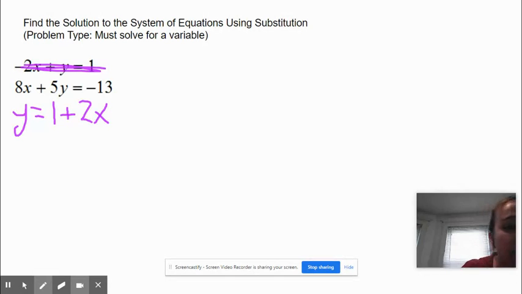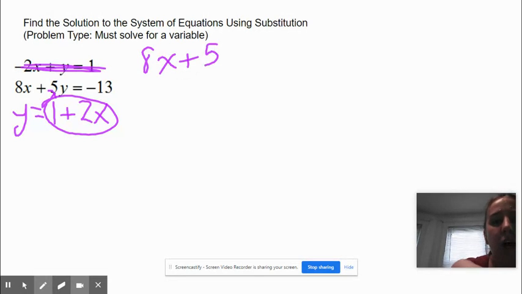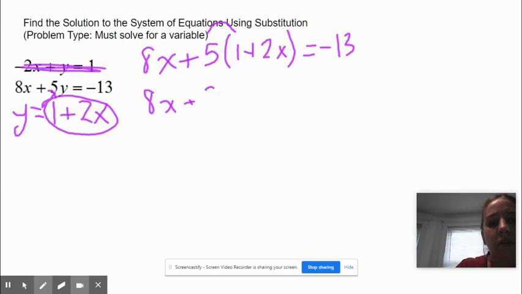And now I'm going to plug it in. So 8x plus 5, and instead of y, I'm going to write 1 plus 2x, and that equals negative 13. Awesome sauce. Distributive property. Right, 5 times 1 is 5. 5 times 2x is 10x, equals negative 13.